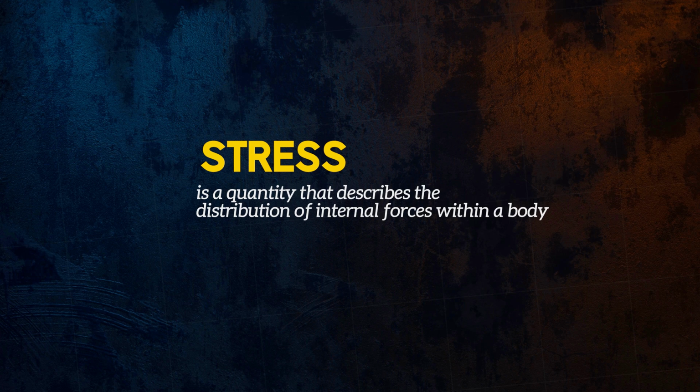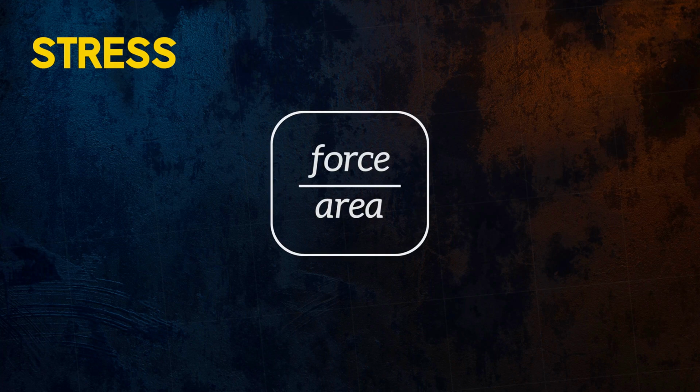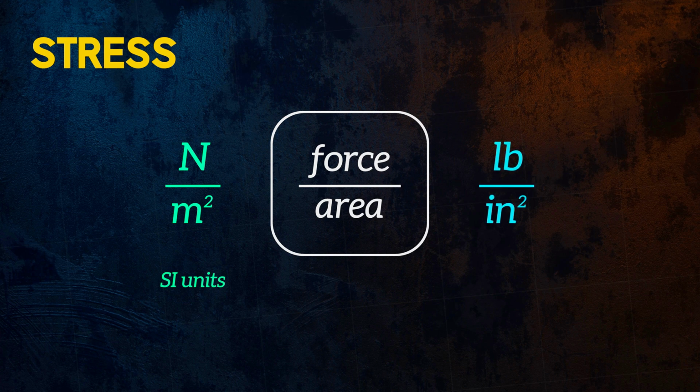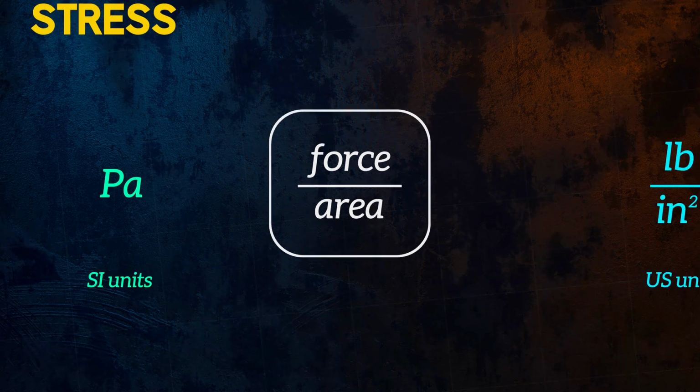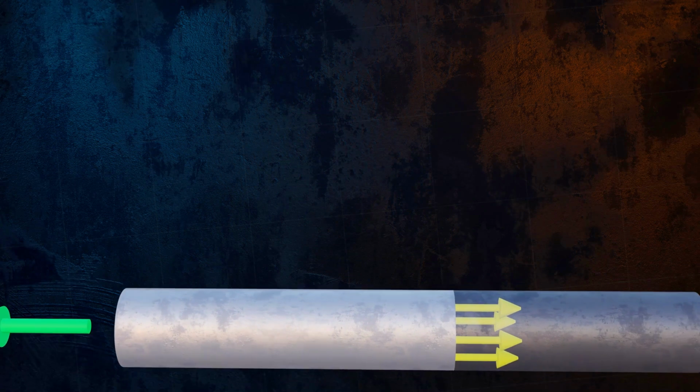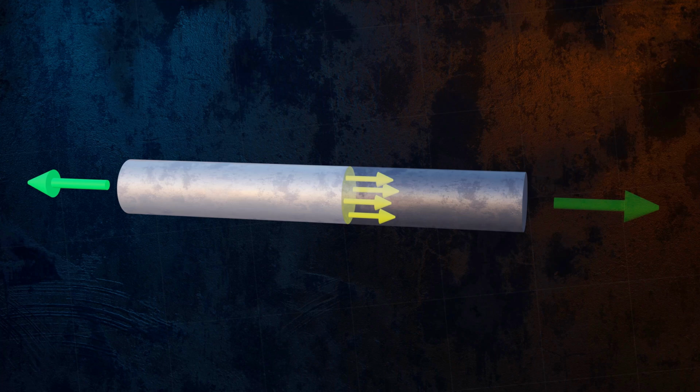Stress is a measure of the internal force per unit area, and so has units of newtons per meter squared in SI units, and pounds per square inch in US units. Newtons per meter squared are also called pascals. In the case of our axially loaded bar, the internal forces are acting perpendicular to the direction of the cut we made. This type of stress is called normal stress.